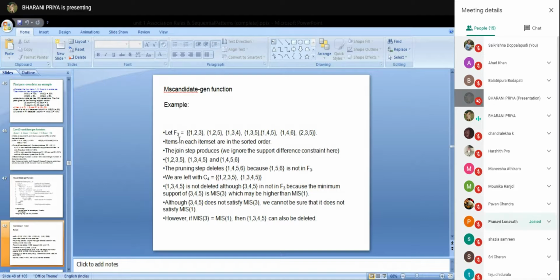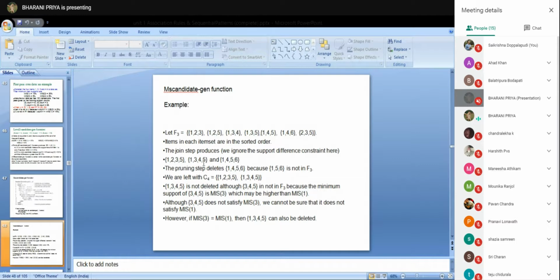These are the frequent items at level 3. Okay. So the joining step will produce these items: 1, 2, 3, 5; 1, 3, 4, 5; and 1, 4, 5, 6. Now try to understand the pruning step. In the pruning step, we have 3 items. Now we are deleting 1, 4, 5, 6 because 1, 5, 6 is not there in the frequent items. It's F3.